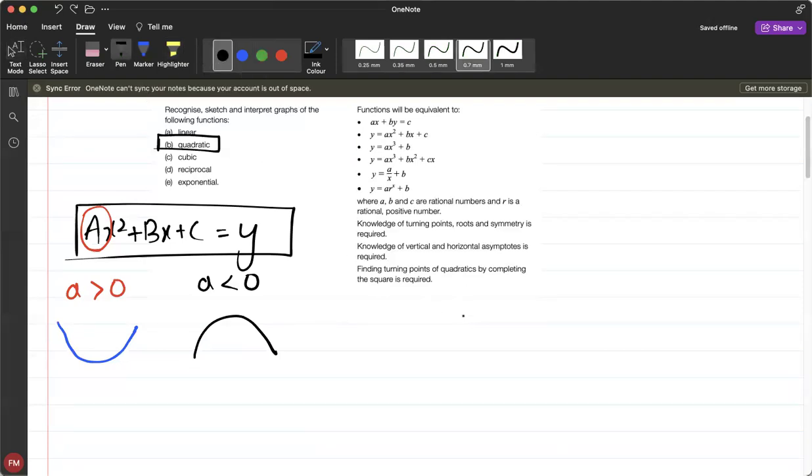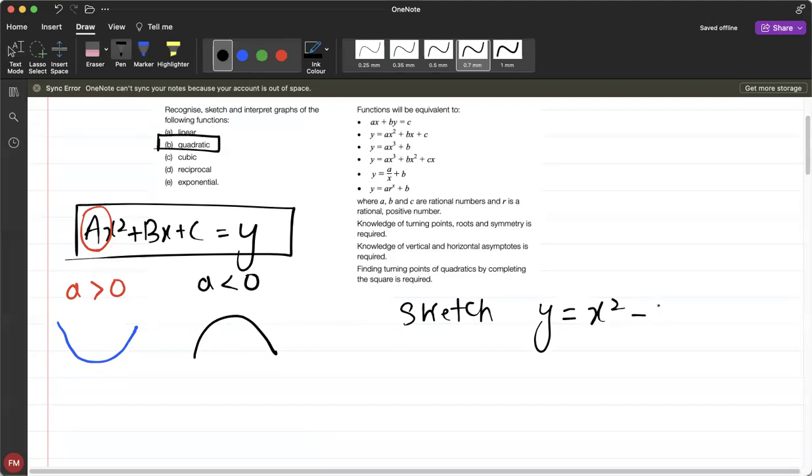Now, let's say I give you a question. Let's say I'm asking you, please sketch y equals x squared minus 5x plus 6.